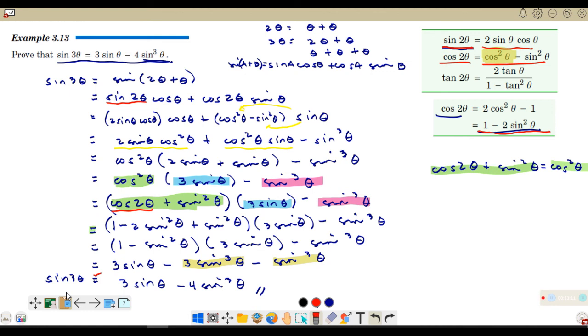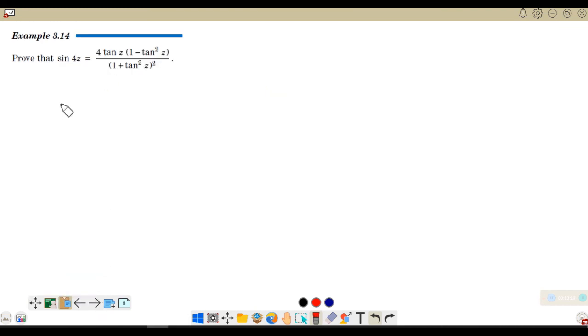So that will be it for our discussion for the double angle formula. Actually, nag-prepare pa ako dito ng isang example, but I will just upload this on a separate video since masyado nang mahaba yung video natin.